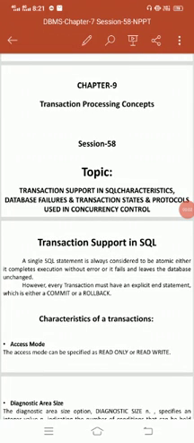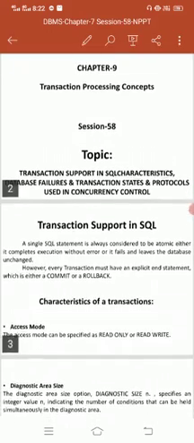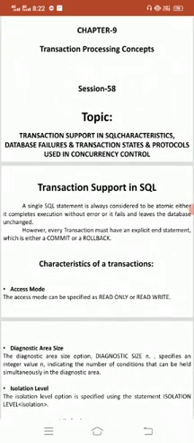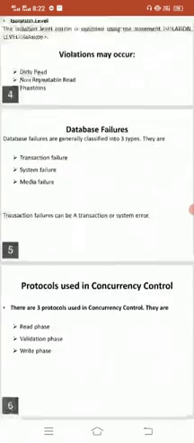Welcome back to computer science classes, database management system, session 58, transaction support in SQL, characteristics of a transaction, database failures, protocols used in concurrency control.